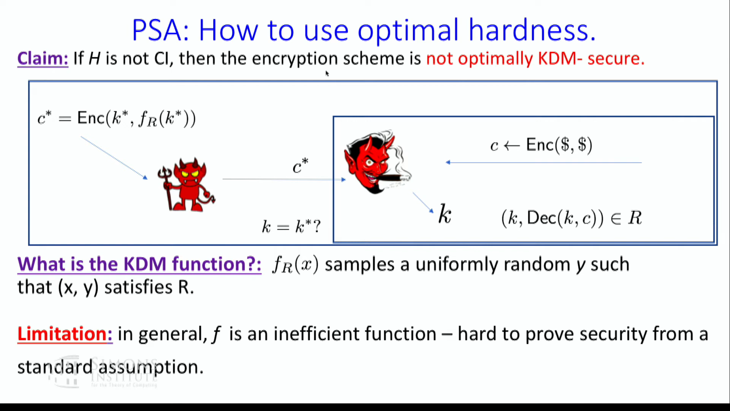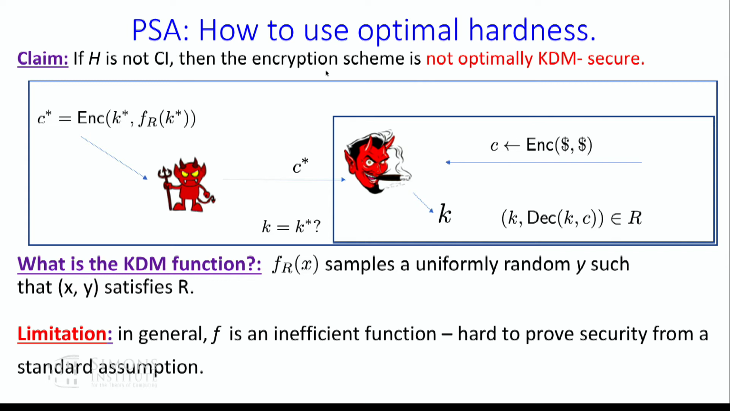pointed out. In general, this f is an inefficient function. I'm saying, given x, sample a uniformly random bad point for x. This is quite inefficient. In general, you're going to have to enumerate and then sample. Which means that if your eventual goal is to prove this based on a standard assumption, you're going to be in trouble. At least intuitively, you're going to be in trouble. Because arguing about security with a universal quantifier over inefficient functions in the setup is sometimes quite difficult.